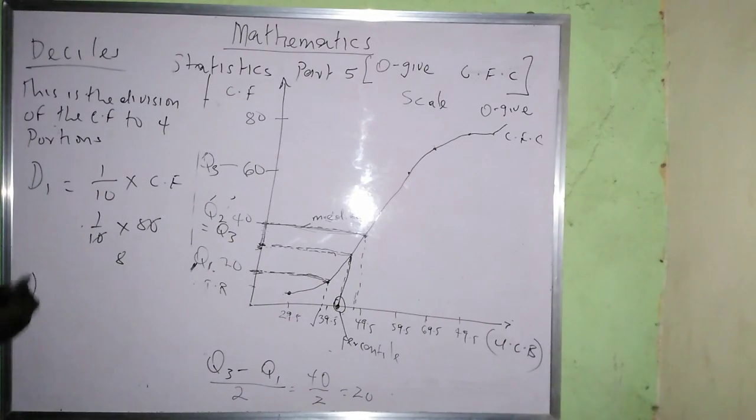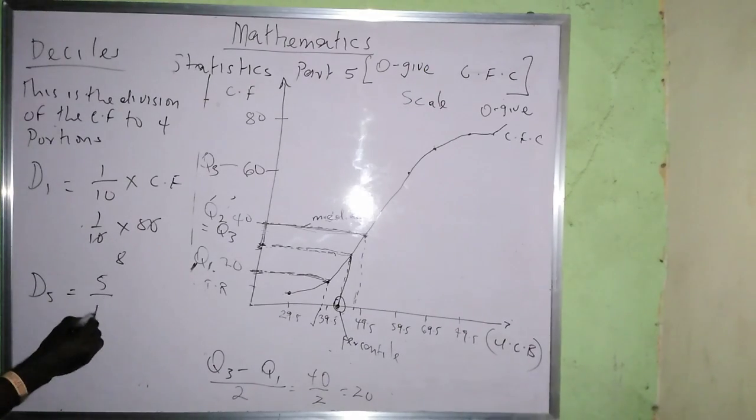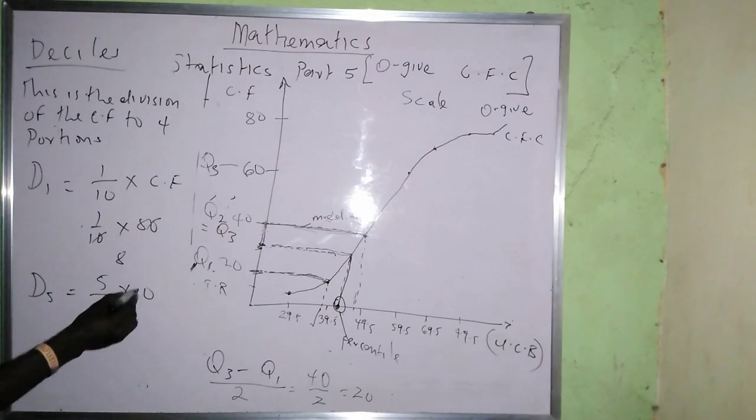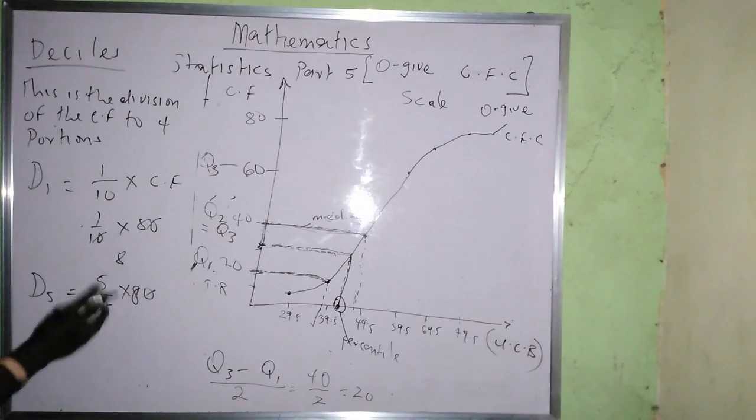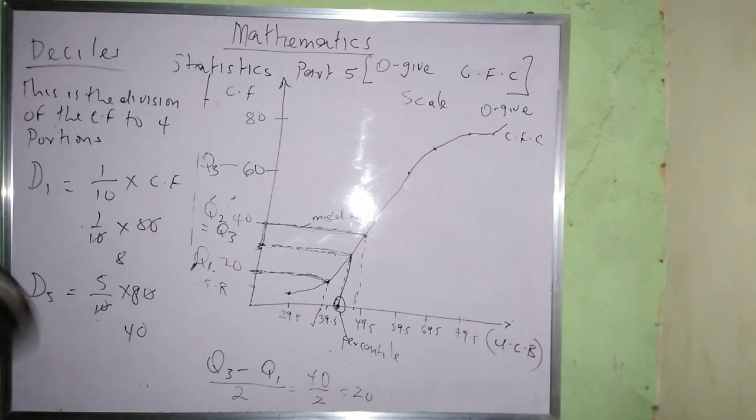Now, if I'm talking about 5 decile, it means 5 over 10 times 80, which is 5 times 8, which is going to be 40. And so on and so forth. That is called decile. Decile means we are dividing the cumulative frequency into portions.